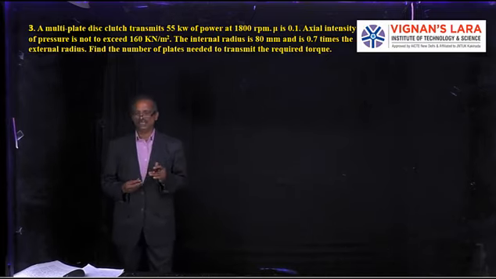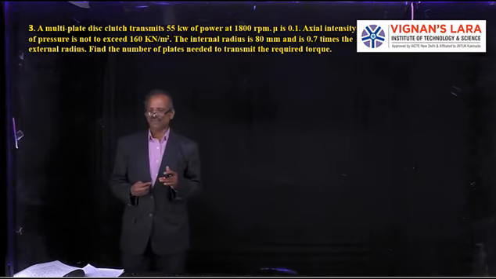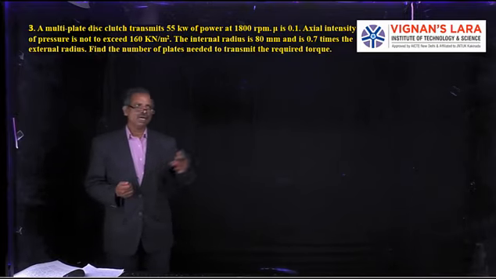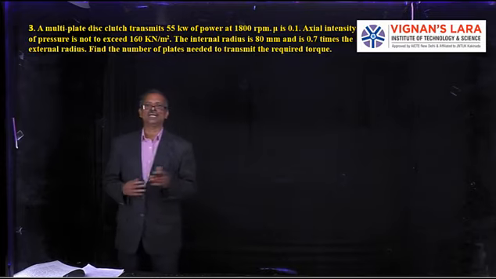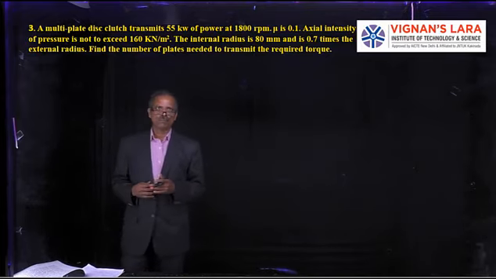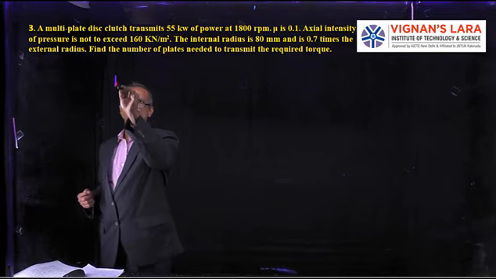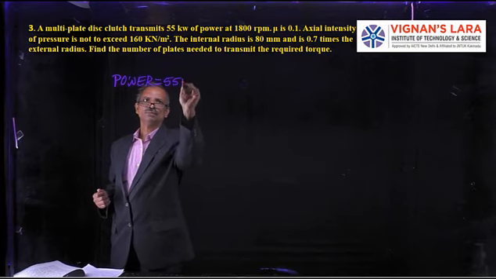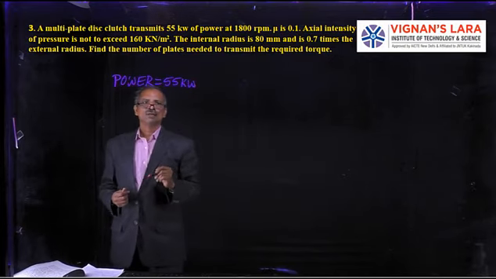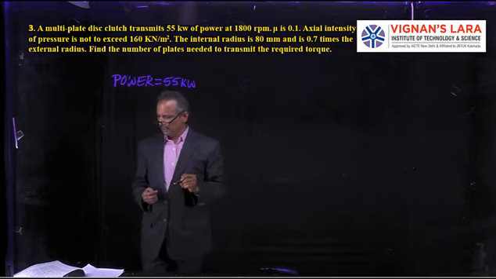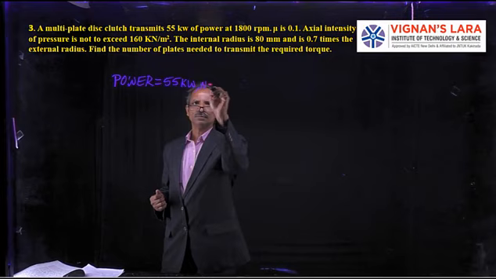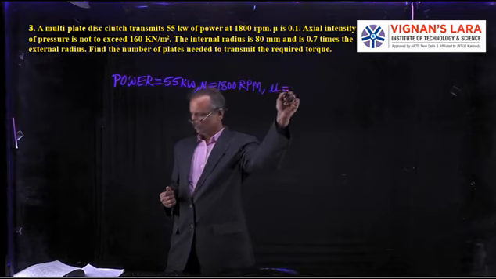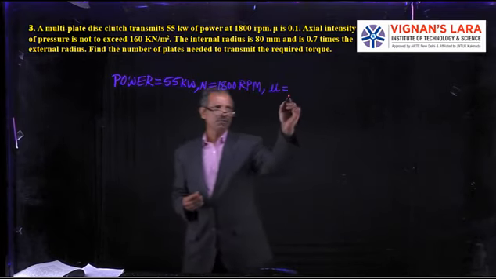A multi-plate clutch transmits a power of 55 kilowatts at a speed of 1800 RPM. I will write simultaneously while reading the problem, the data that is given. So power is equal to 55 kilowatts. And what is the speed? It is 1800 RPM. And what is the coefficient of friction given? Coefficient of friction is 0.1.